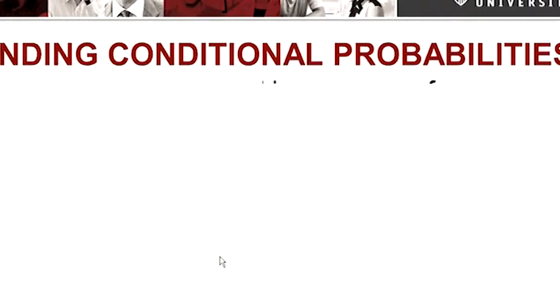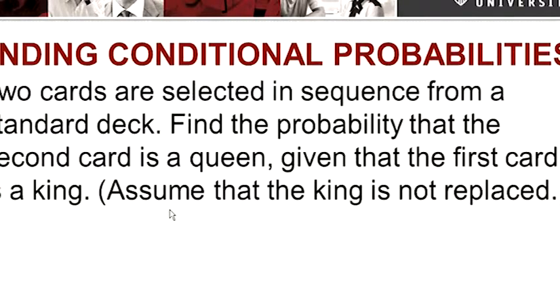So an example would be 2 cards selecting in sequence from a standard deck. Find the probability the second card is a queen given that the first card was a king, assuming that the king is not replaced. If the king had been replaced, then this wouldn't be conditional probability. Your second card being a queen wouldn't have anything to do at all with the first card being a king.